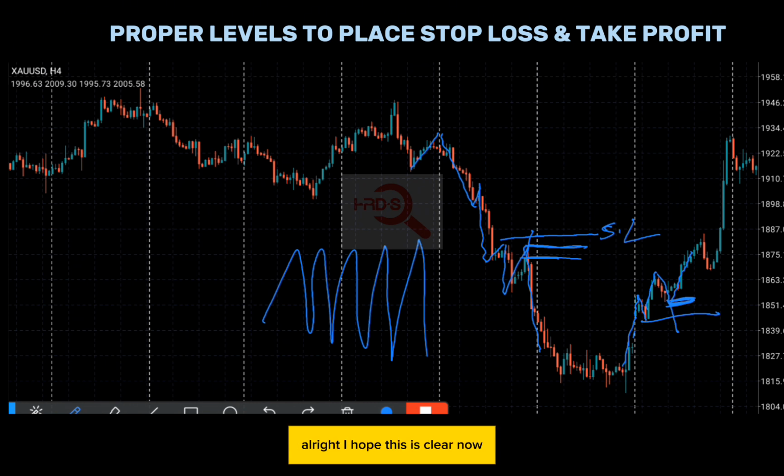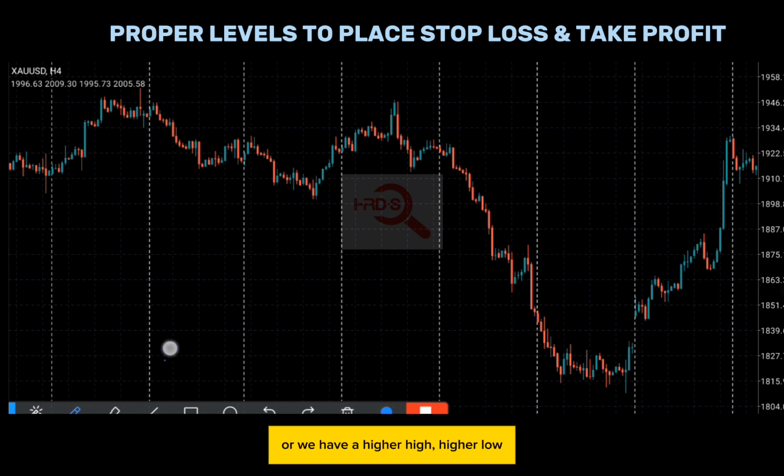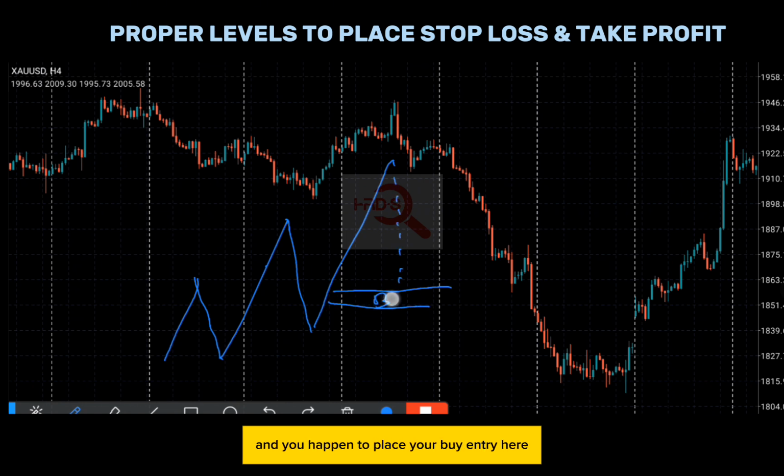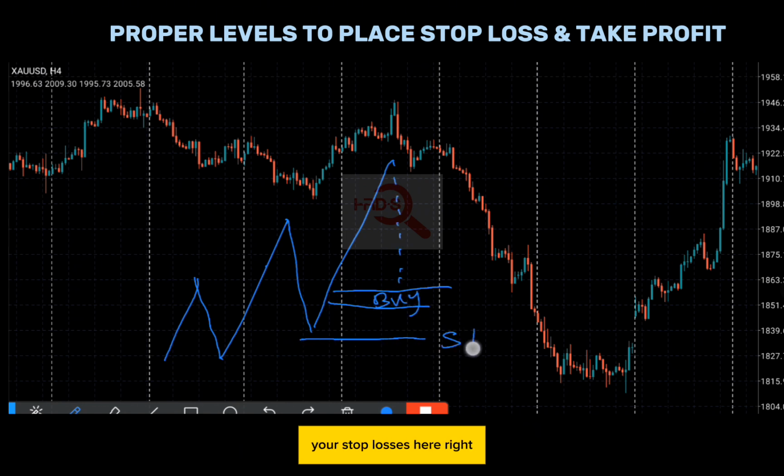All right, I hope this is clear. Now, where do you place your take profits? Let me demonstrate first with a diagram. When we have a higher high, higher low, higher high, higher low, higher high, and then the market is discounting and you happen to place your buy entry here, your stop loss is here, right? Where do you put your take profit?